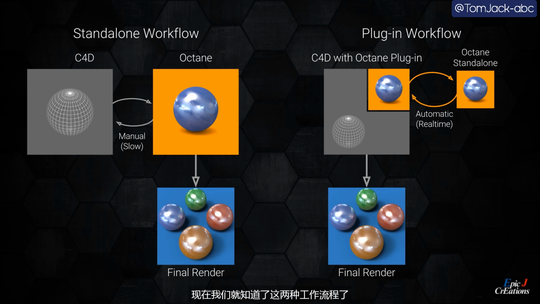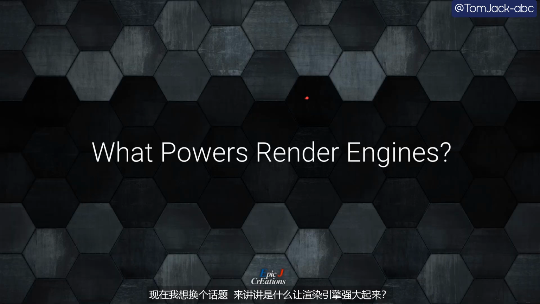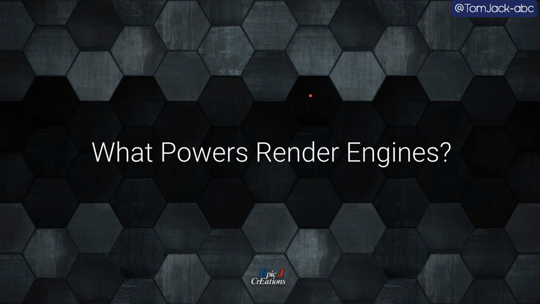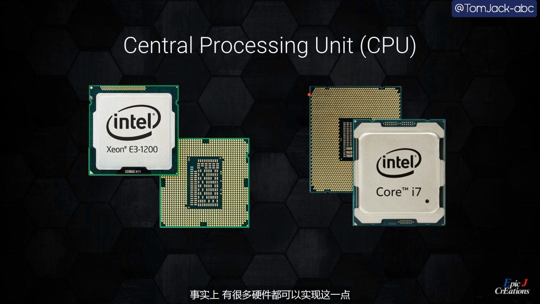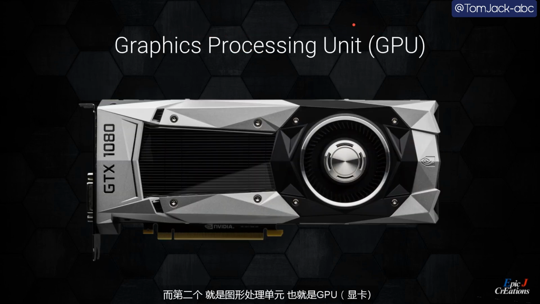Now that we understand these two workflow options, I want to slightly change the subject to talk about what powers render engines. By this I mean what hardware inside your computer actually makes the calculations to make your render engine work. There's actually multiple pieces of hardware that can do this. The first one is your Central Processing Unit, or CPU. And the second one is your Graphics Processing Unit, or GPU.